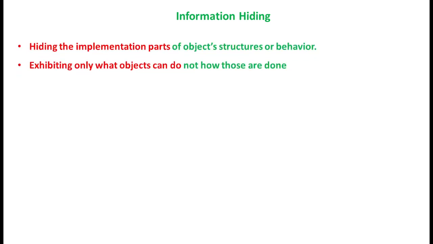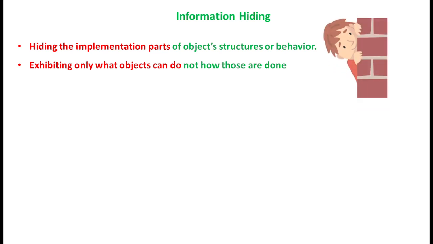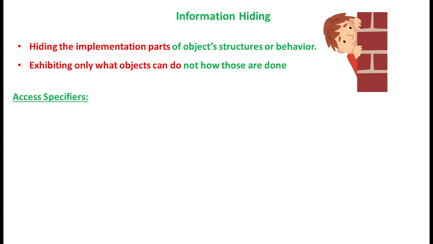Information hiding is the third one, and also a very important one. It is about hiding the implementation parts of the object's structure and behavior. It exhibits only what objects can do; it does not exhibit how those things are done. That is the exact meaning of information hiding. It is done with the help of access specifiers. Access specifiers play a vital role in object-oriented programming, providing only the important details needed to understand the object and hiding the implementation parts of the object's behavior.